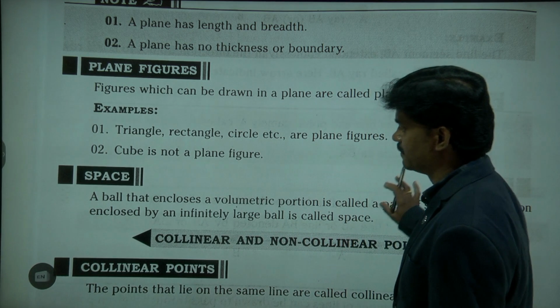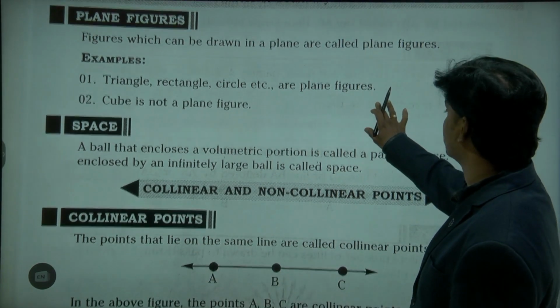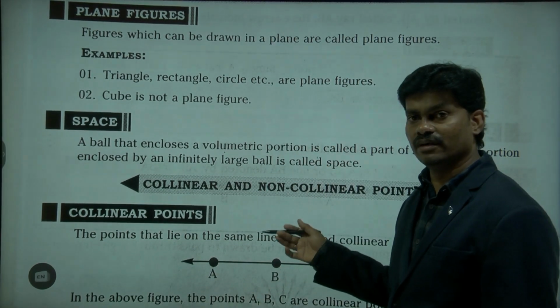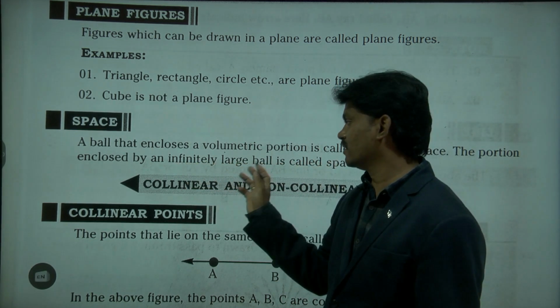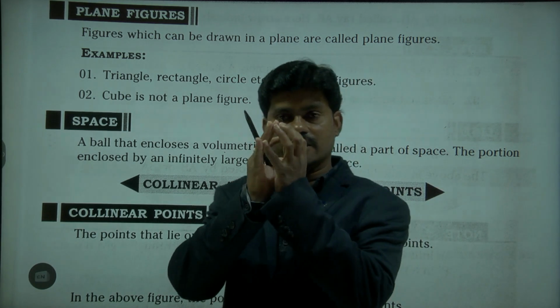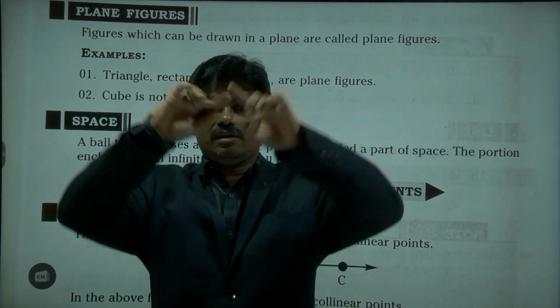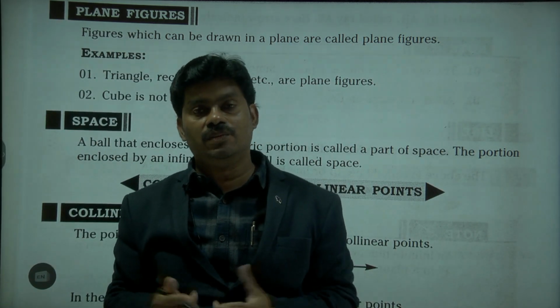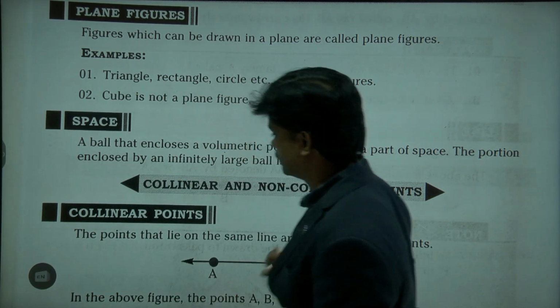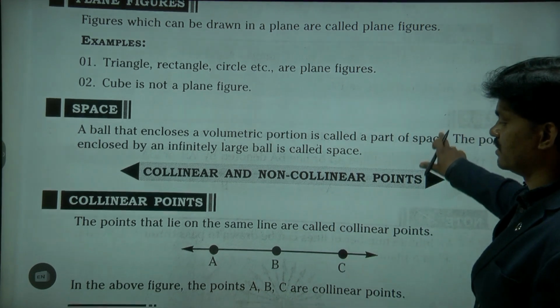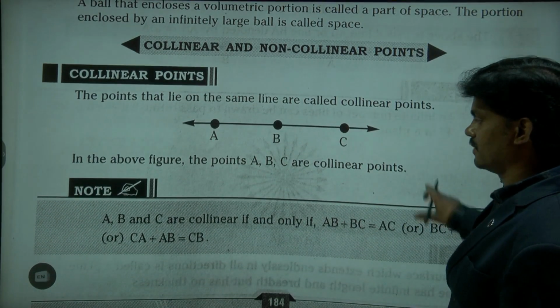Okay, space. On space, we didn't see the definition. It extends like a ball indefinitely in all directions. It is the portion enclosed by an infinitely large ball, a globe. What is the portion we all live in, right? That is the space. Collinear points: the points which are on the same line are called collinear points.